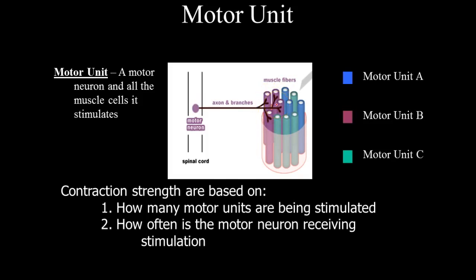So if I'm trying to pick up a car, I'm going to be stimulating a whole bunch of these motor neurons to generate more force. If I'm picking up a feather, I'm going to only be generating maybe one motor unit. Strength is based on how many motor units are being stimulated and how often that motor neuron is receiving the stimulation. That's all I have for this one.